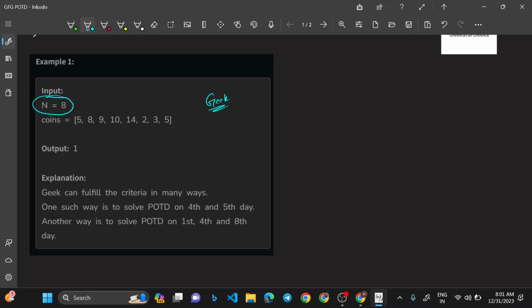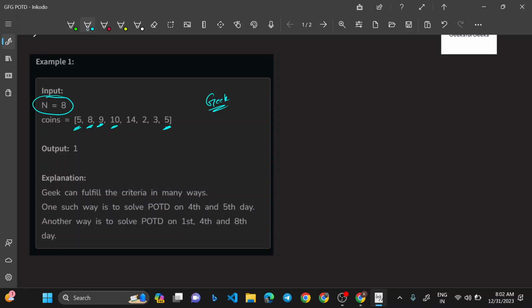And this is the target. This is the number of days that Geek can be active to solve, and these are the number of coins that will be awarded if Geek solves the problem of the day on that particular day. Like if he solves on 0th day, he'll get 5, first day 8, second day 9, third day 10, and it goes on. And on 8th day if he solves, he'll get 5 coins. Now Geek's target is to use these coins to redeem Geeks for Geeks merchandise.